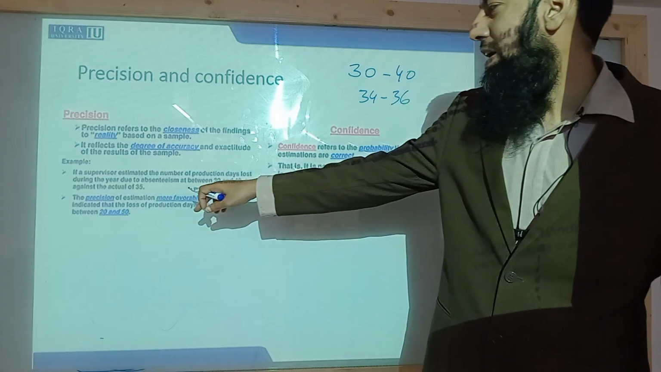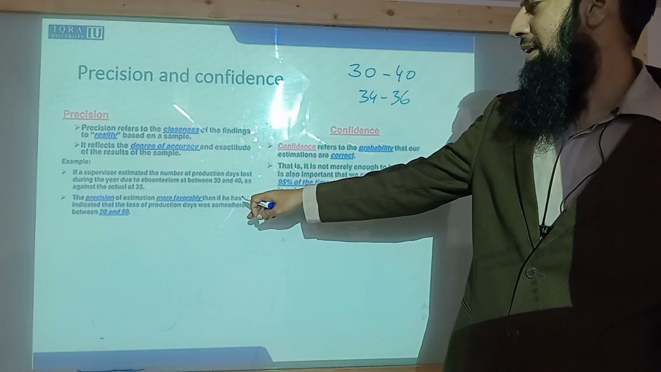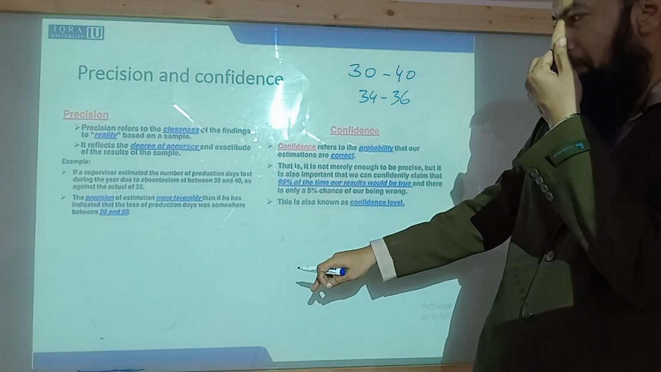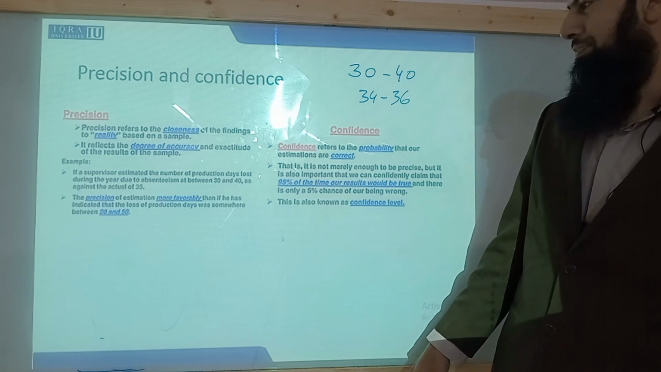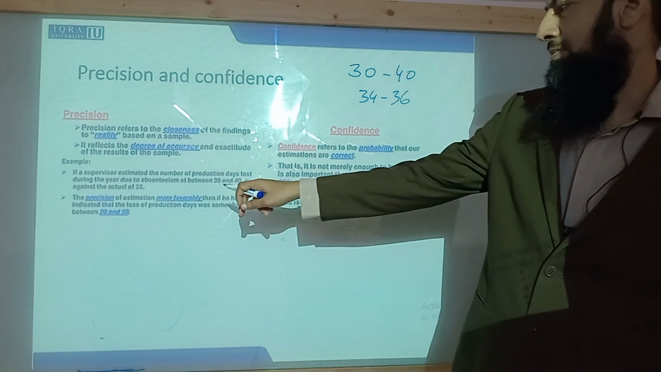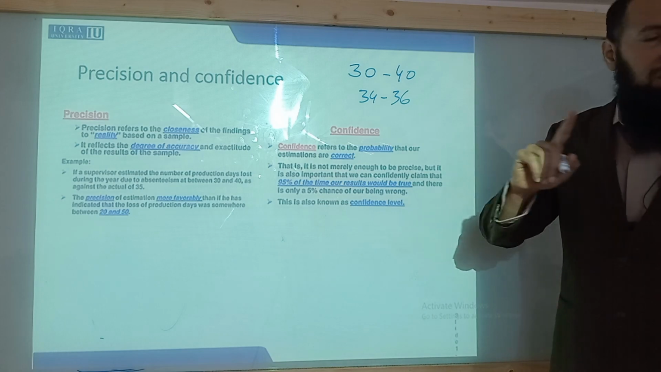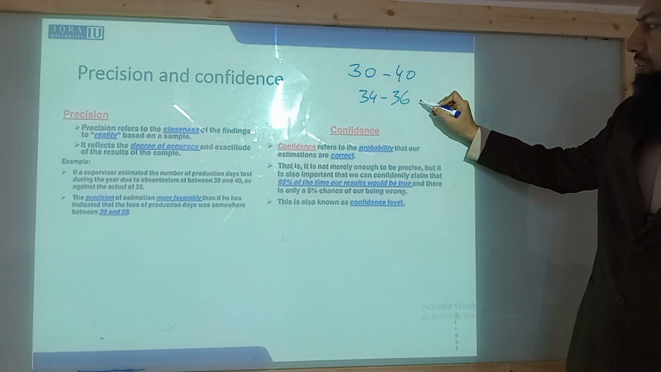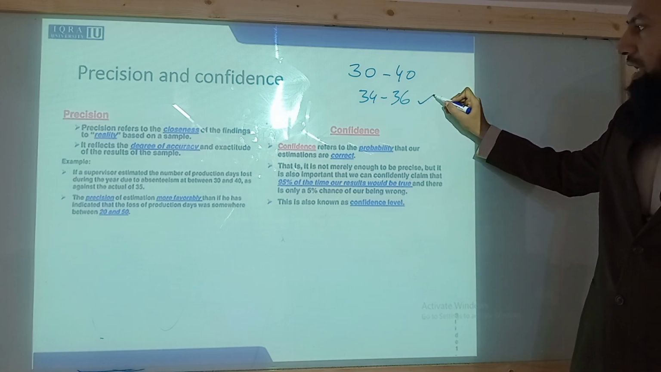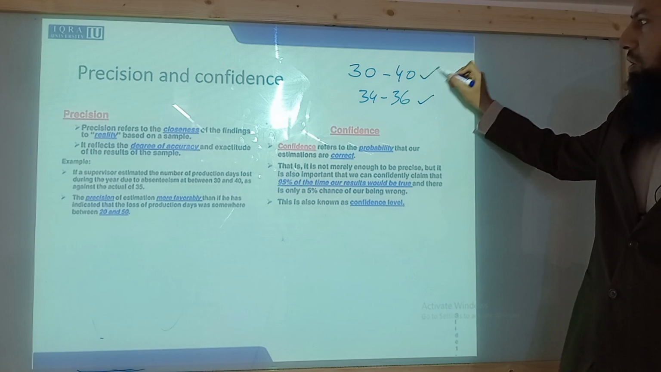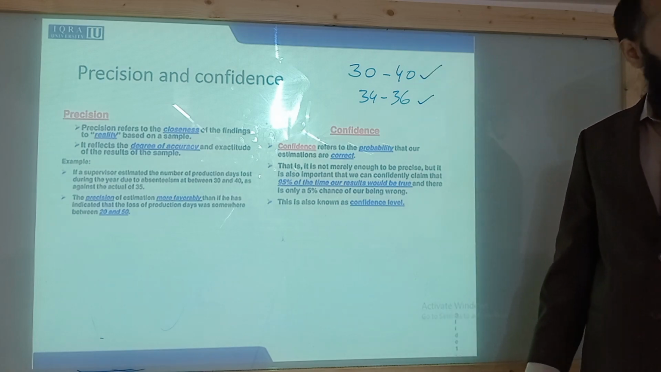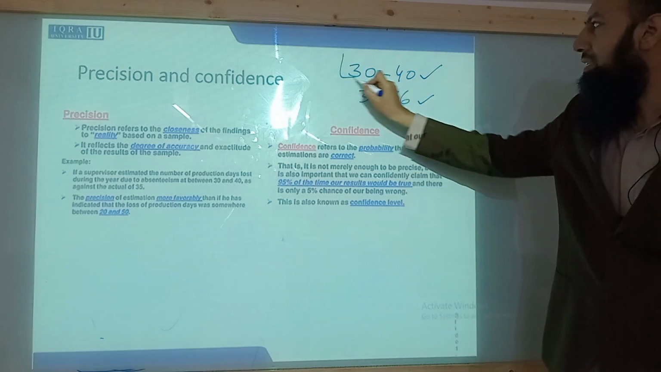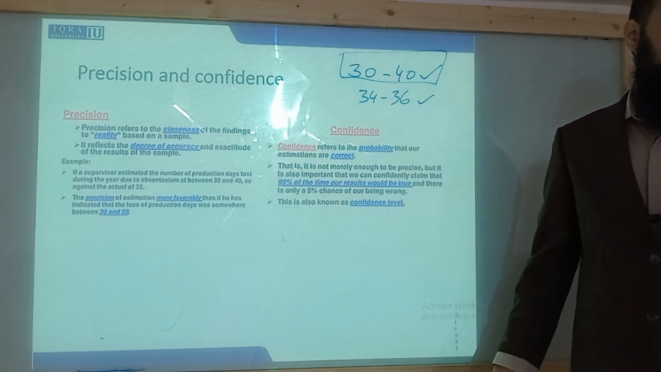Is the precision of estimation more favorable if he has indicated that the loss of production days was somewhere between 20 and 50? What is the chance of a correct answer? Will we have more chances in this or in that? Exactly. Now you got it. This has more precision. Okay?